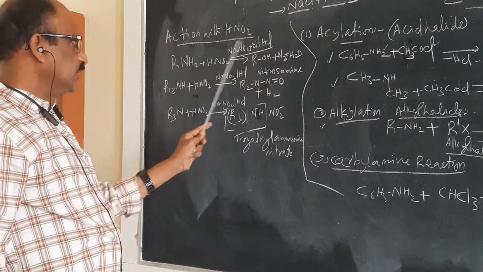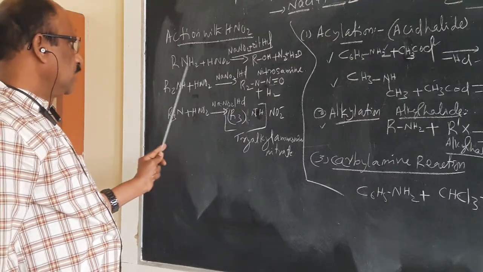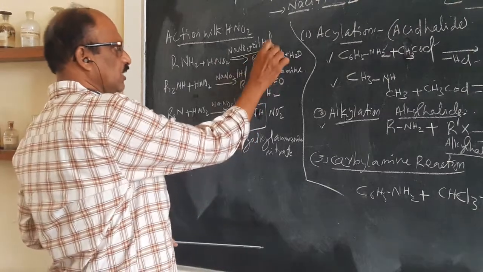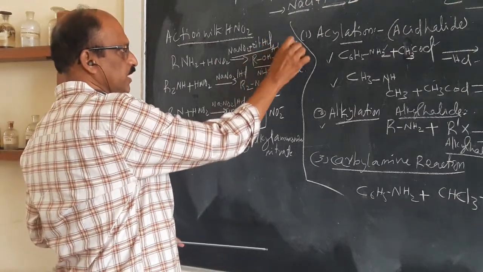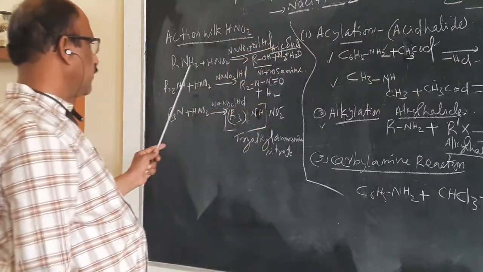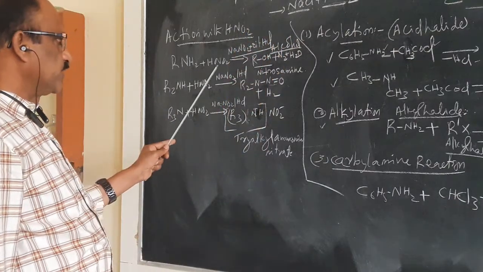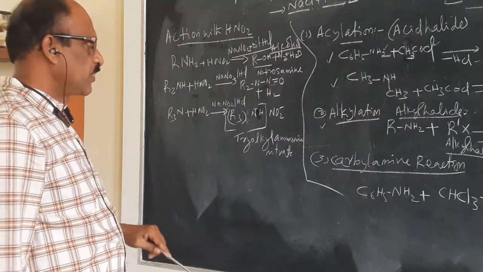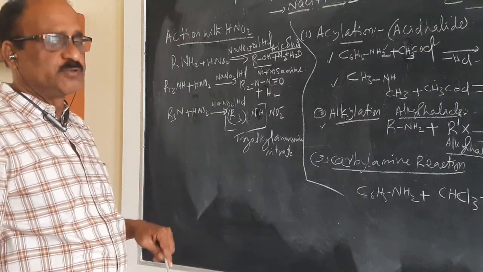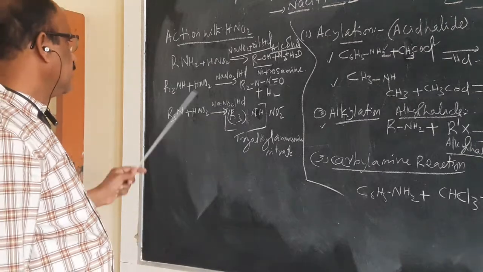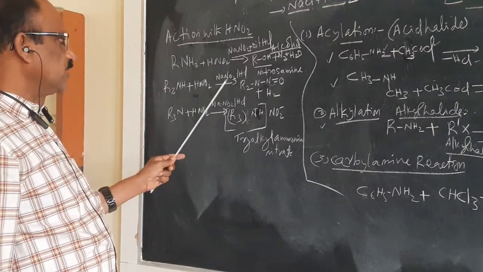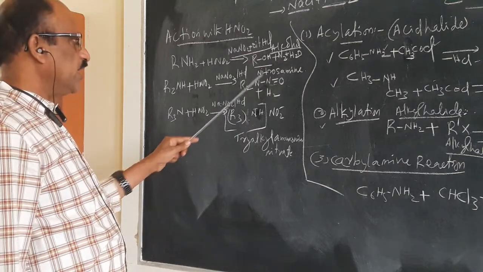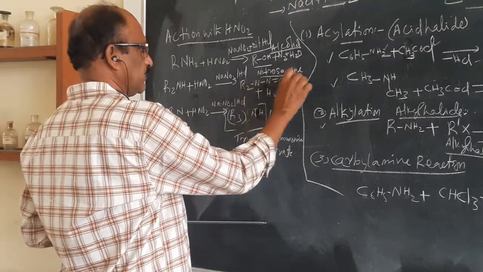If you are adding NaNO2 and dilute HCl, RNH2 will change into ROH, a primary alcohol. So primary amine reacts with HNO2 and you are getting a primary alcohol. This is also a distinction test between primary, secondary and tertiary. Secondary amine also reacts with NaNO2 and HCl, that is HNO2, and you are getting a nitrosamine. Which one is that?